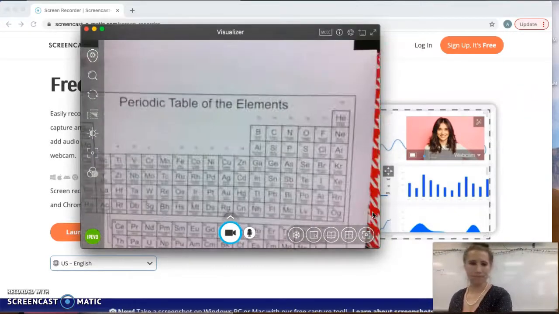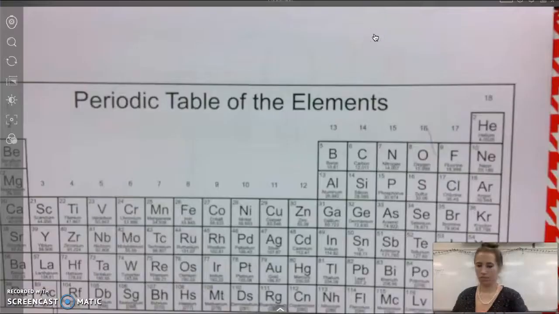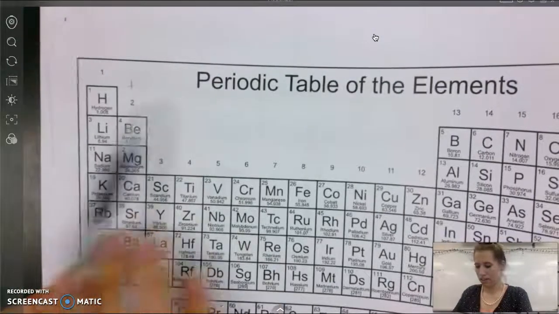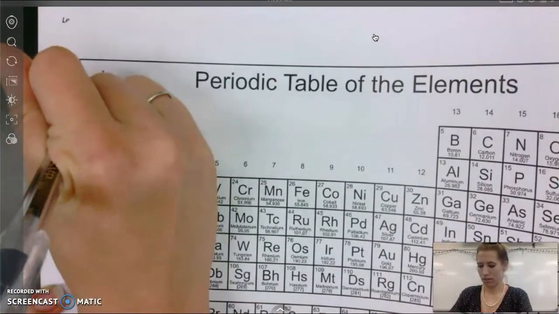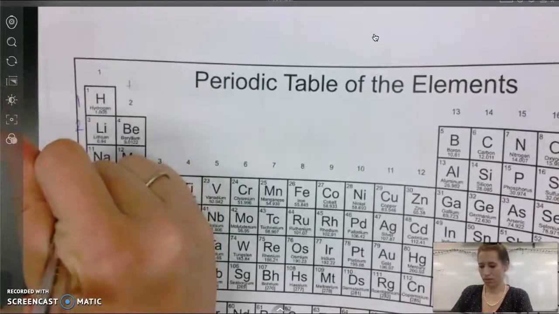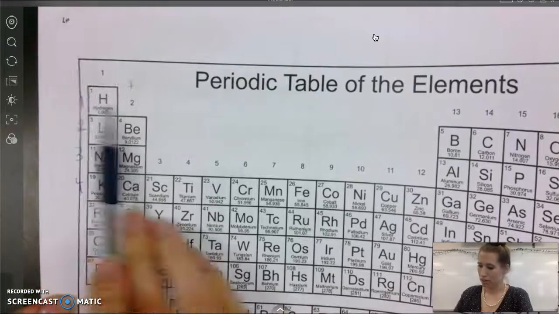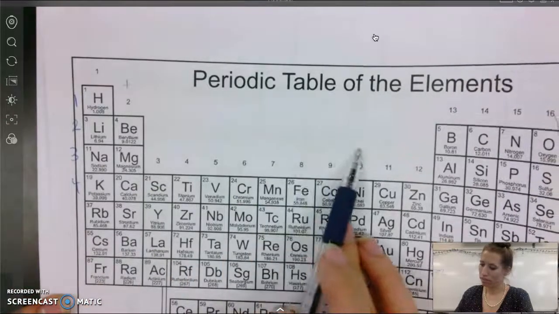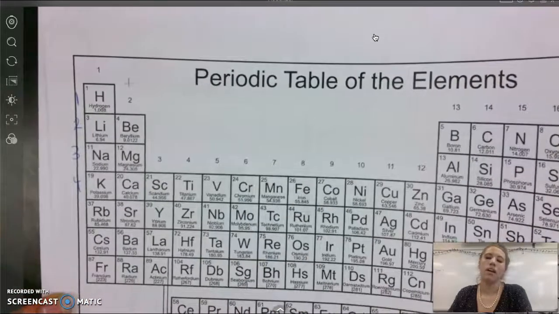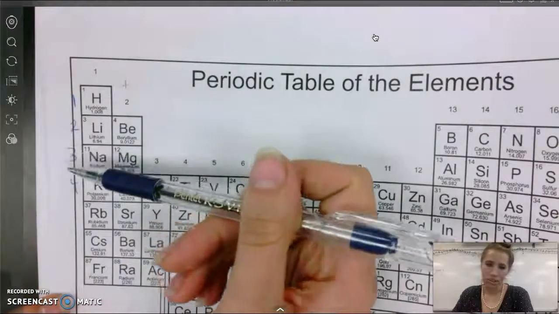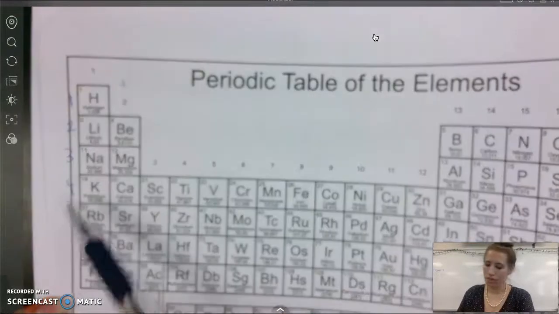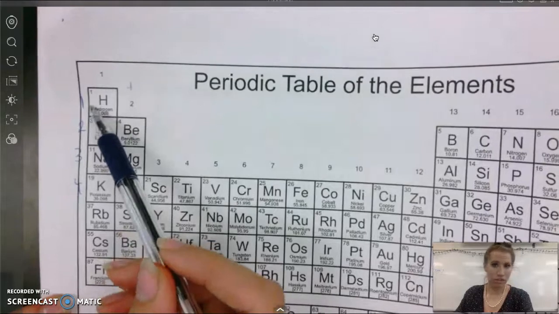Here's our periodic table. Let's zoom in on this. Okay, so here's our periodic table, and the periods are actually the rows. Okay, so like this is period 1, 2, 3, 4, 5, 6, etc. The period relates to the energy level of the valence electrons, that we have higher energy levels for our valence electrons and lower energy levels for our valence electrons.